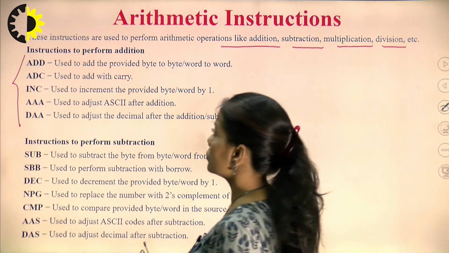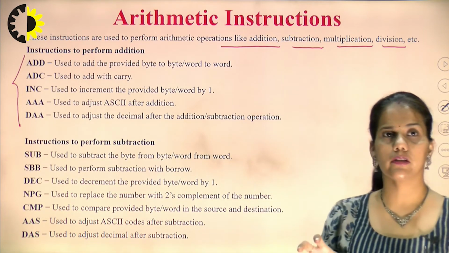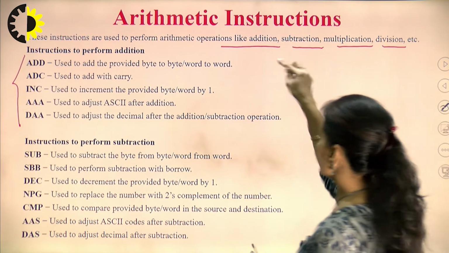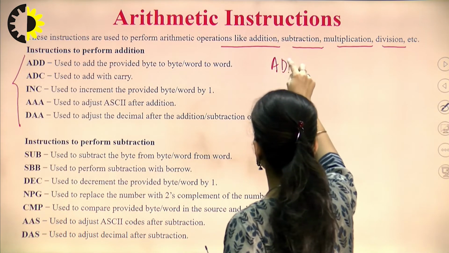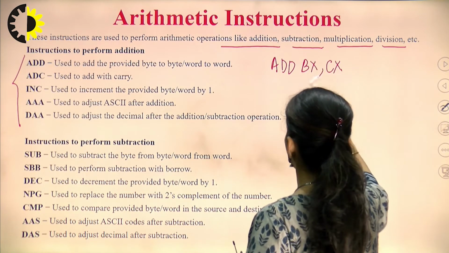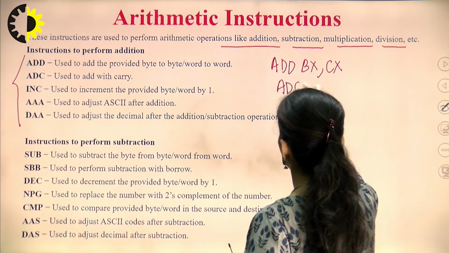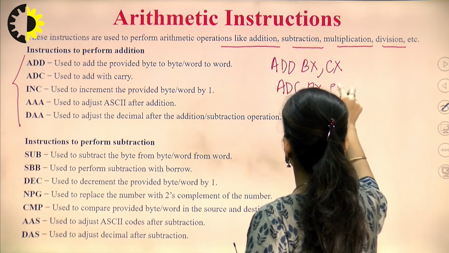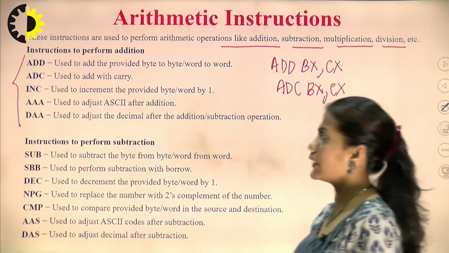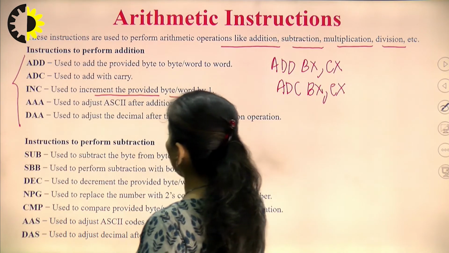ADC, it is used to add with the carry. So the two operands provided in the instructions are added along with the carry. So the examples may be, so it will be adding these two, the contents of these two registers. It will be adding the contents of these two registers along with the carry flag. INC, it is used to increment the provided byte or word by 1.